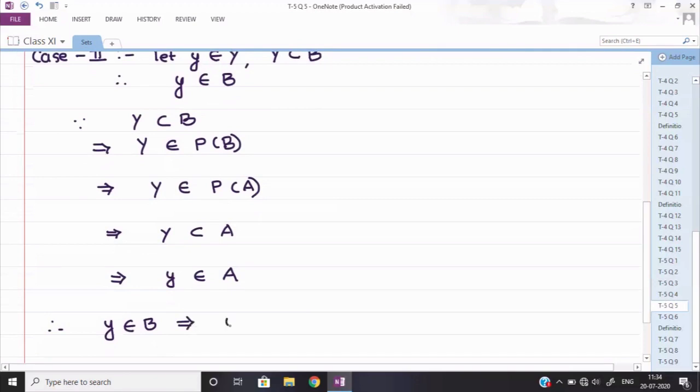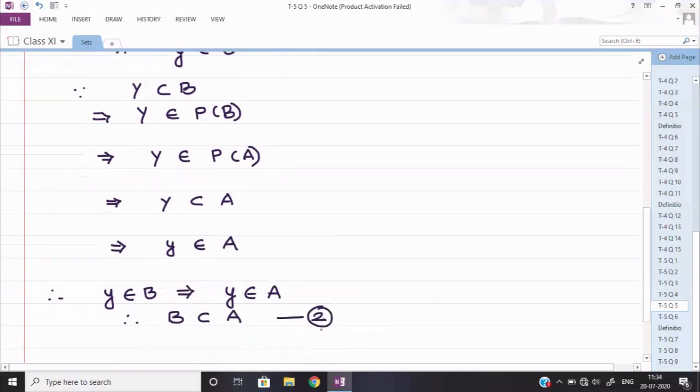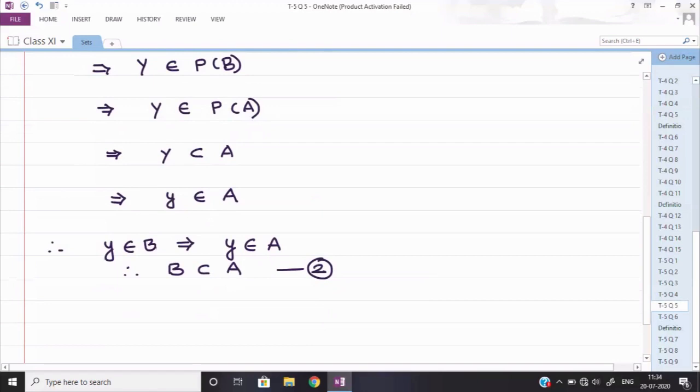We got y belonging to set A also, meaning each and every element of B is coming under A. So we can say here B is a subset of A. That is our relation number second. Now by first and second, we can say that A will be equal to B, as I have told you earlier.